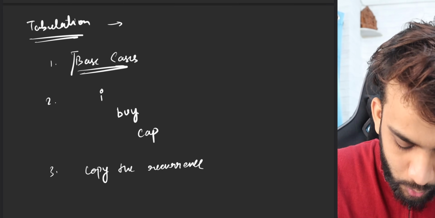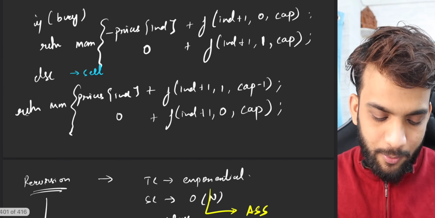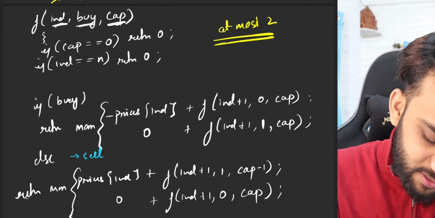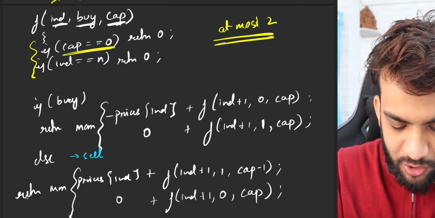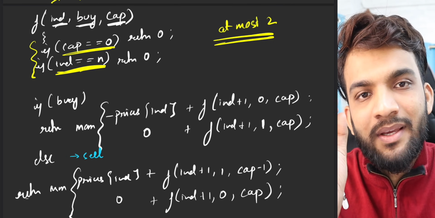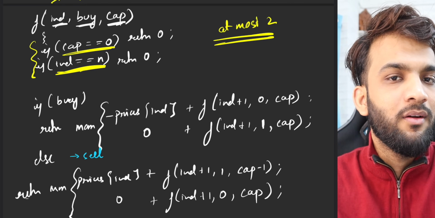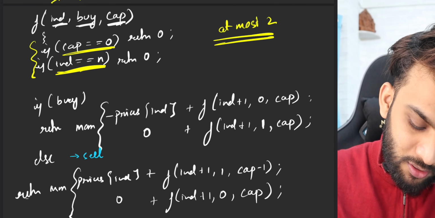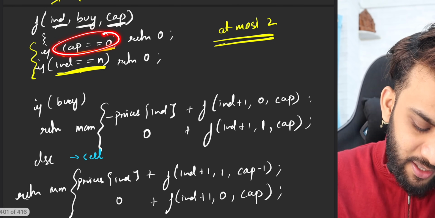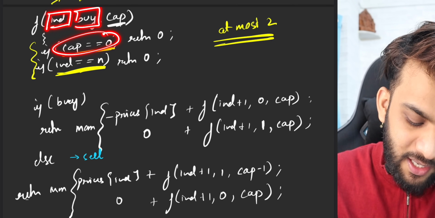Cool. Let's look at the base cases that you wrote. Let's come back into the memoization code. What are the base cases that you wrote? You said for any cap 0, or index n. That means whenever cap is 0, index and buy can be anything.